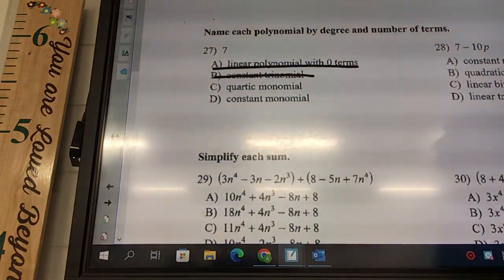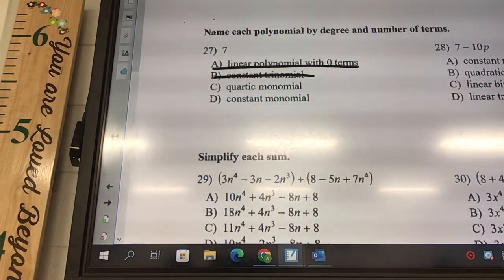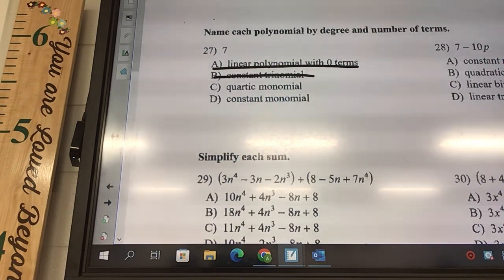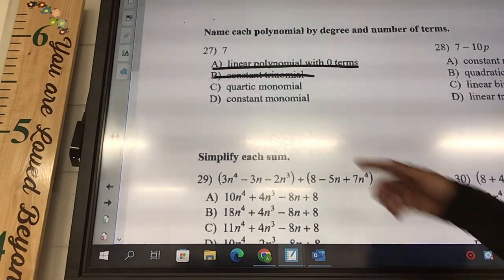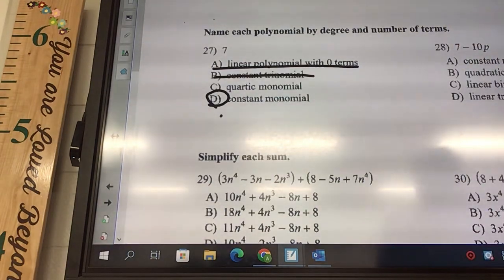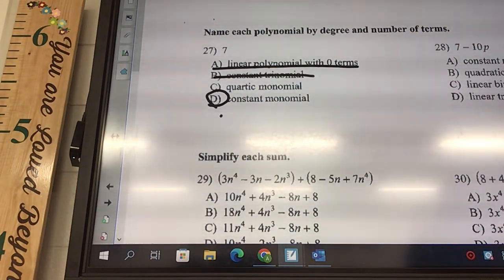Okay? What's the difference between a quartic and a constant? A constant is not 1. What is it? 0 what? There's no exponents, right? So it's definitely a constant. What's a quartic? 4. It's x to the 4. Okay.